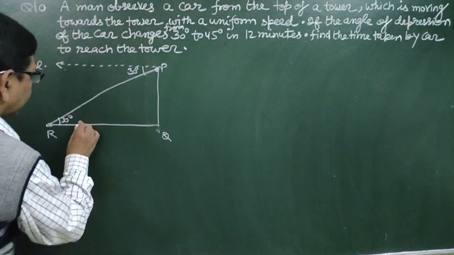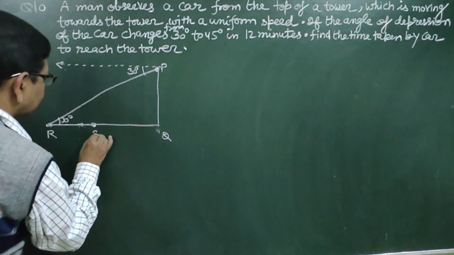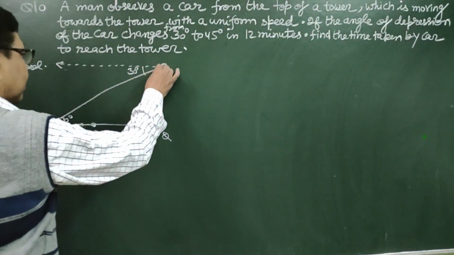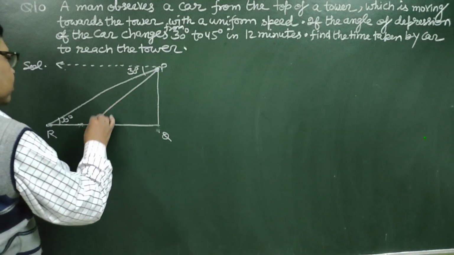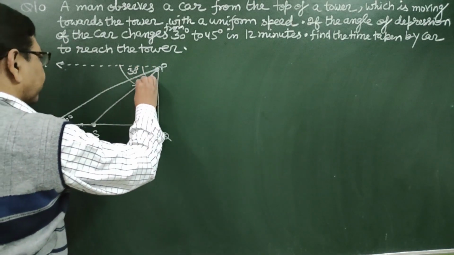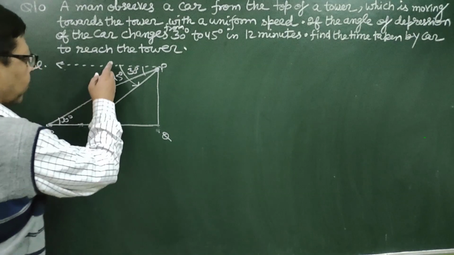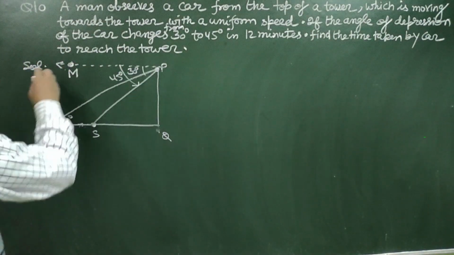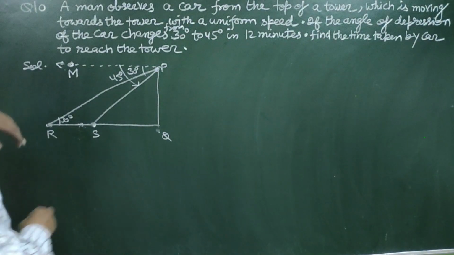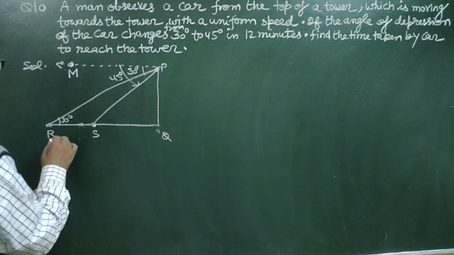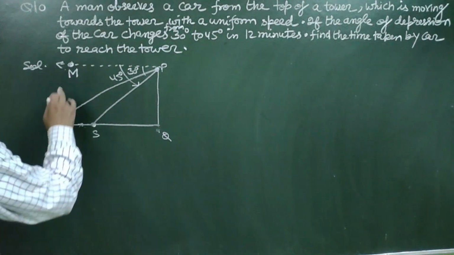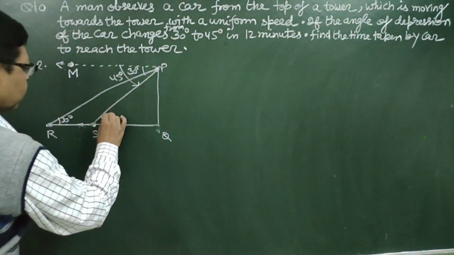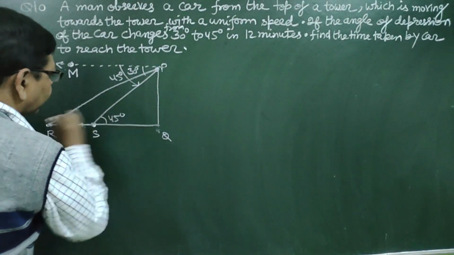Now this car reaches a point S after 12 minutes, and then in that case the angle of depression is 45 degree. This angle is 45 degree, this whole angle. Let this be the point M here on the horizontal line. So angle MPR. Now in the second case, the angle of depression MPS is 45 degree. So this angle will also be 45 degree.